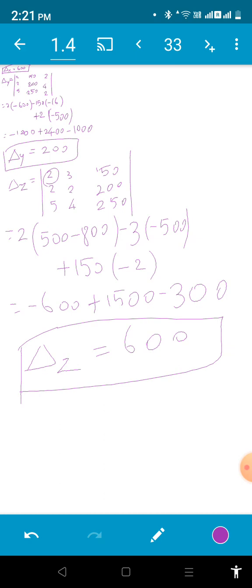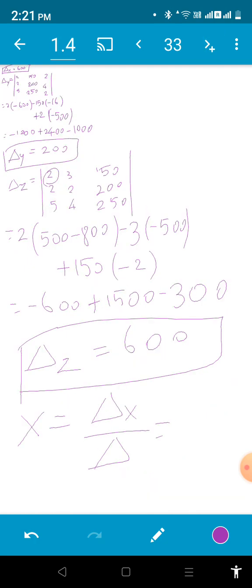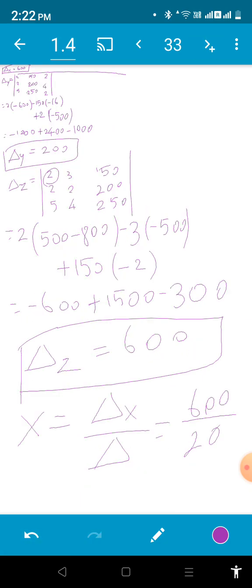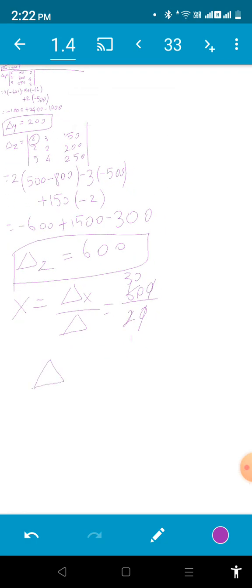Then we have to find the x value. x is equal to delta x by delta. Delta x value is 600, so 600 divided by delta value 20. Zeros cancel, so x is equal to 30 rupees. The dosa value is 30 rupees.